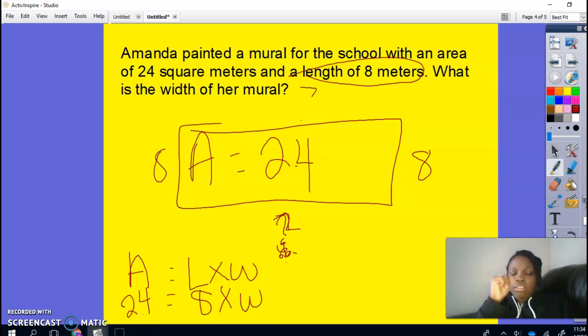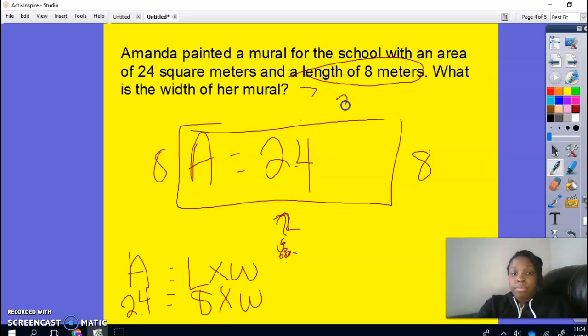No. So I need to figure out 8 times W, or 8 times what, will equal 24. You can't multiply, you can divide. 24 divided by 8. What will that be? What is 24 divided by 8? Or 8 times what equals 24?